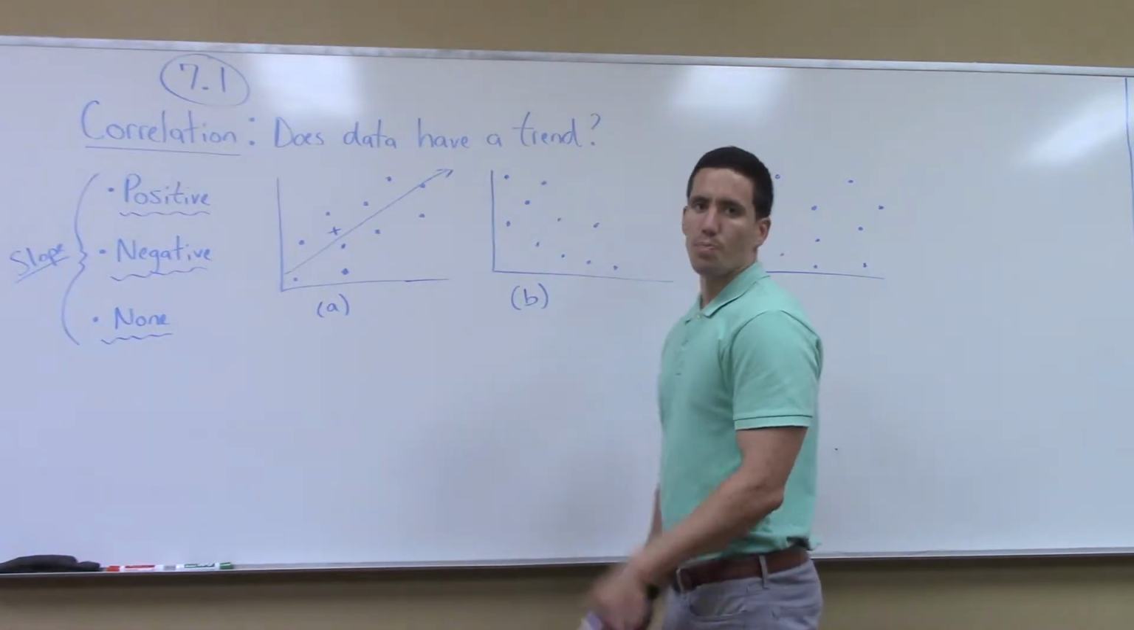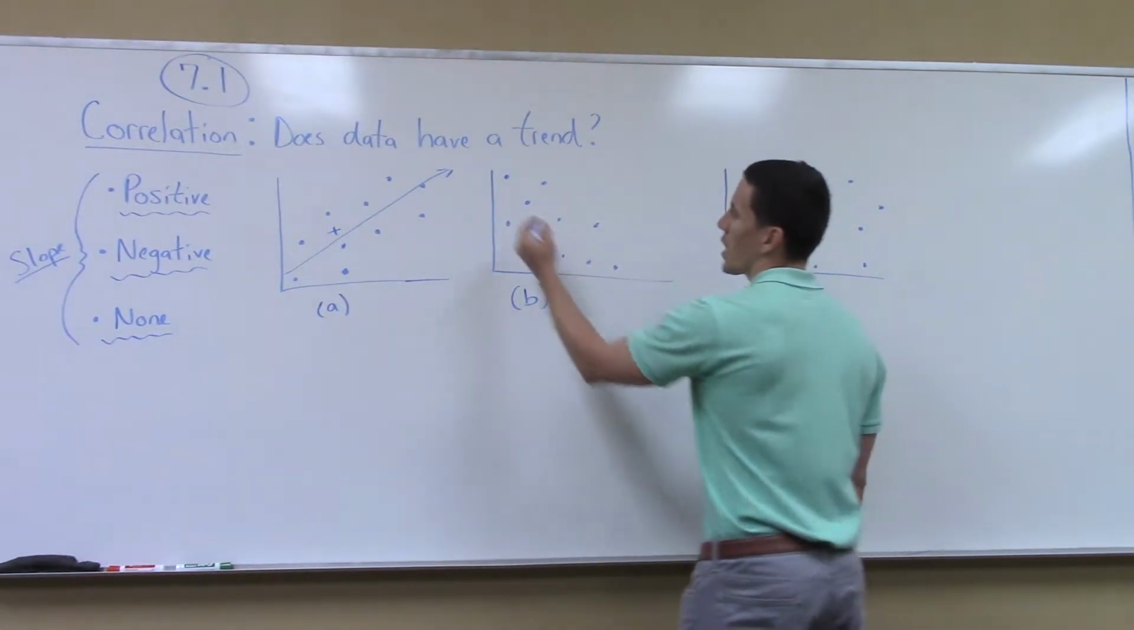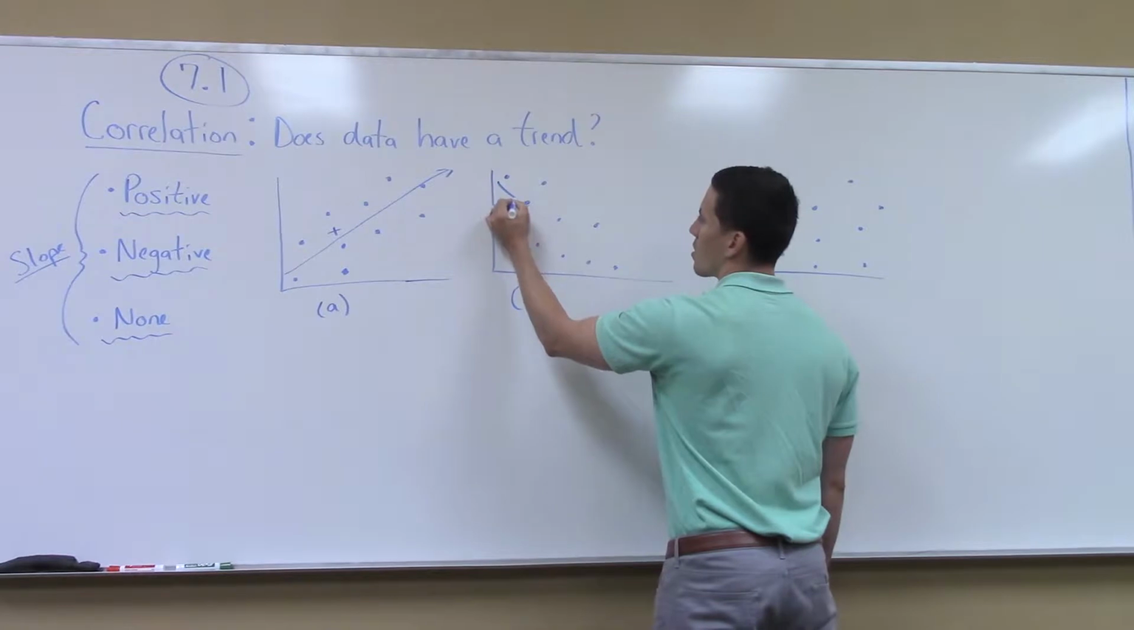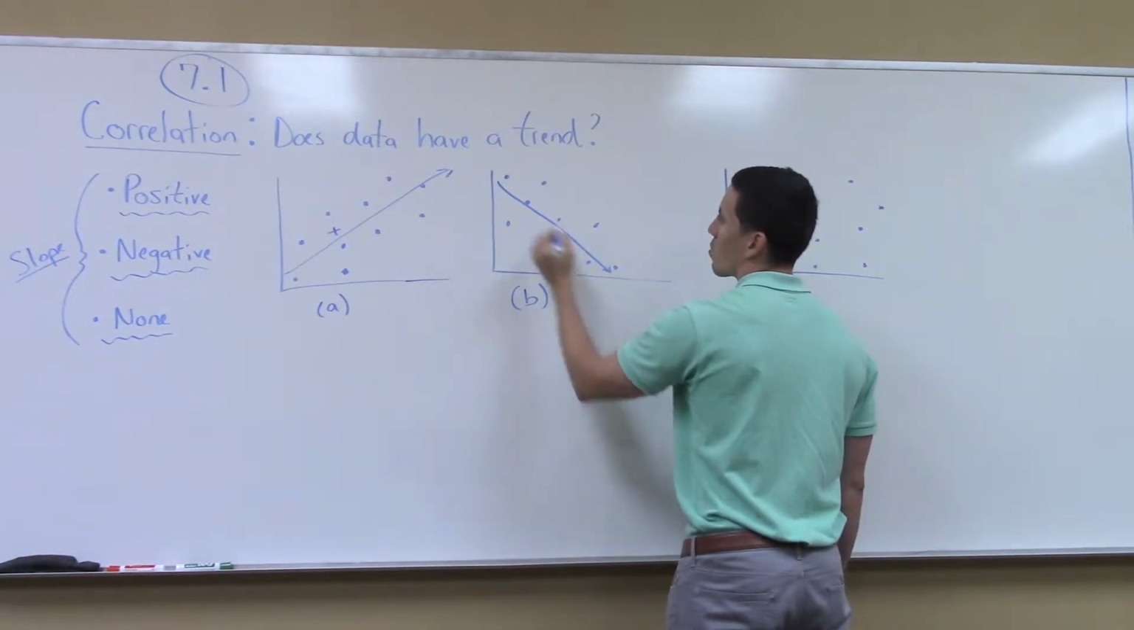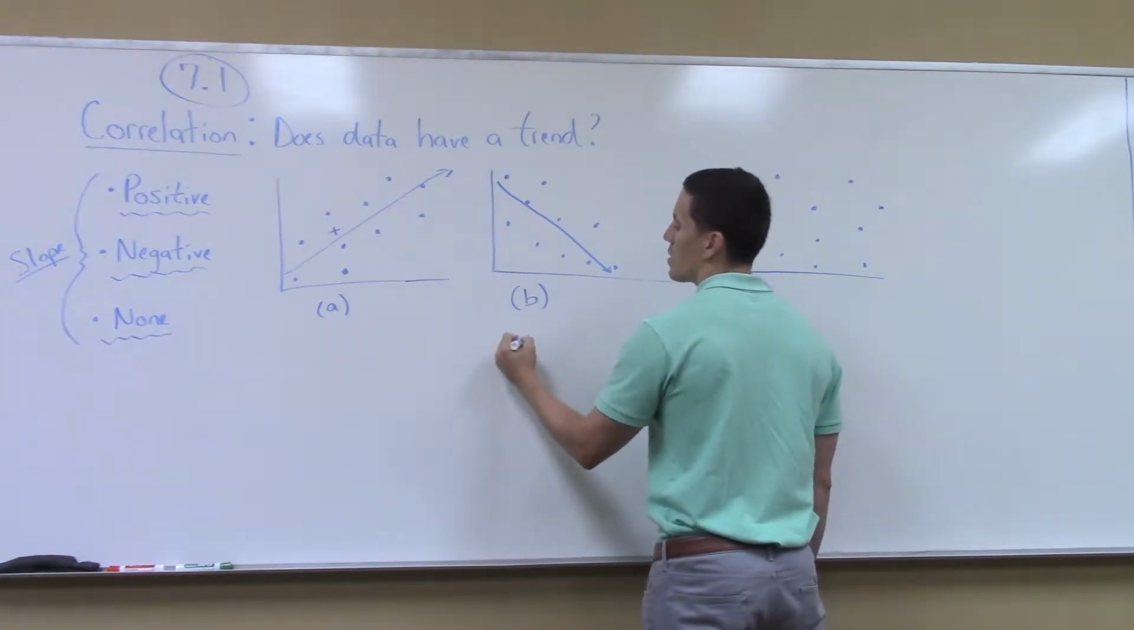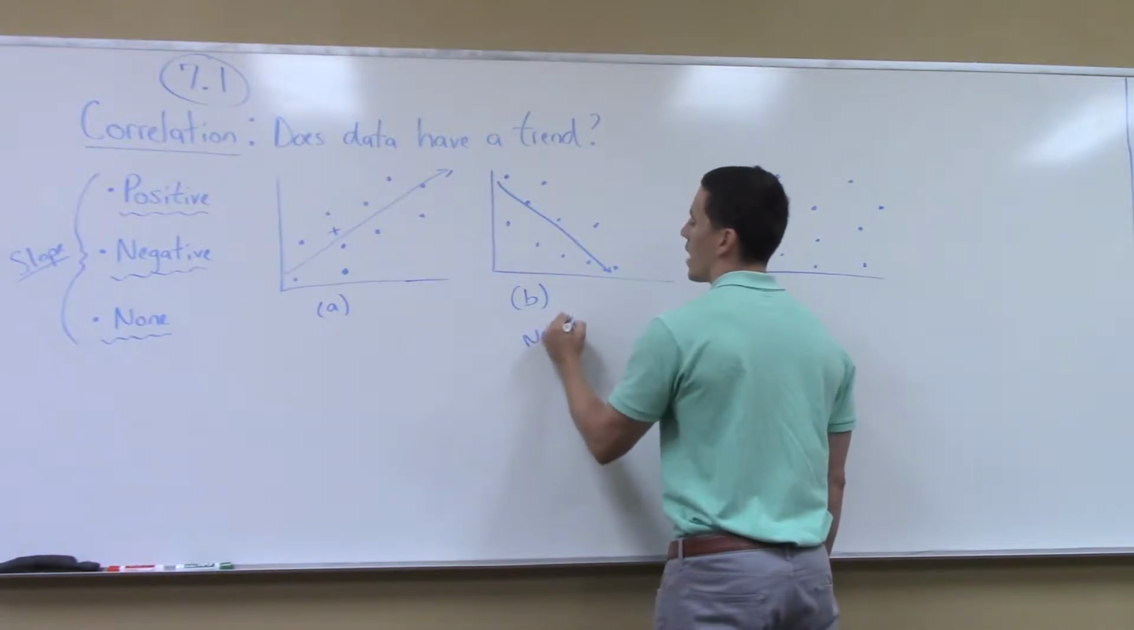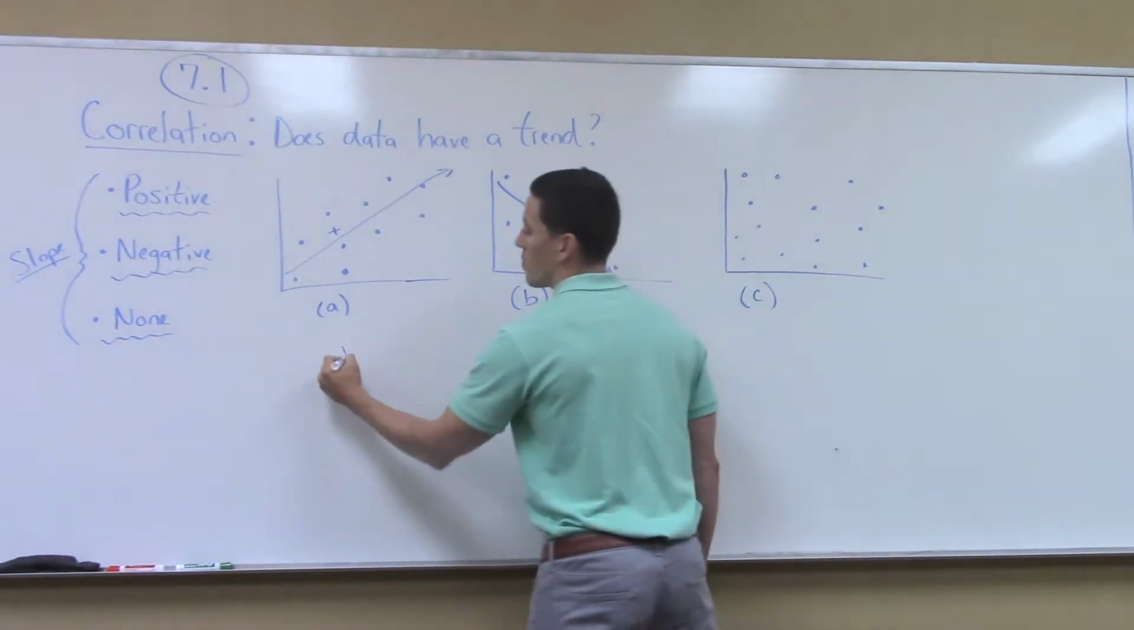positive correlation. In a similar but opposite way, you would notice that this data is trending down and to the right. We would say that this data has a negative correlation.